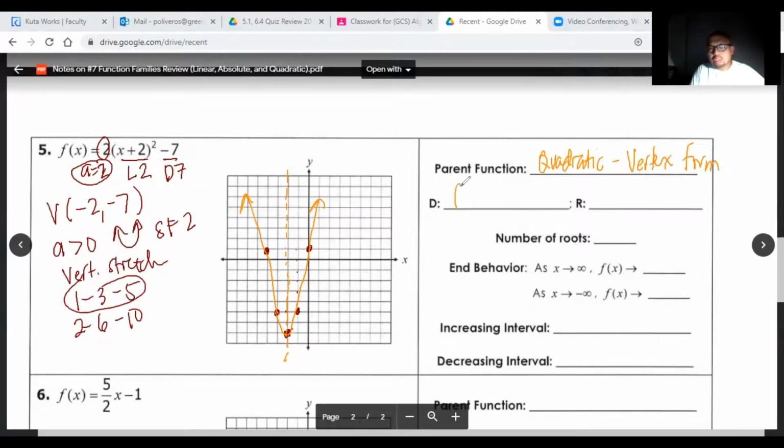The domain there is all real numbers. The range there, the lowest point here is -7. So y is greater than or equal to -7, or you can say from -7 to infinity. How many roots do we have here? How many times did the graph cross the x-axis? Twice. So this will be 2.